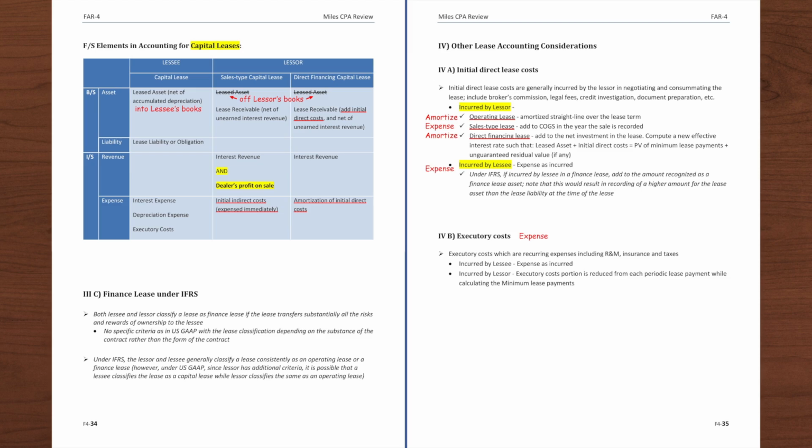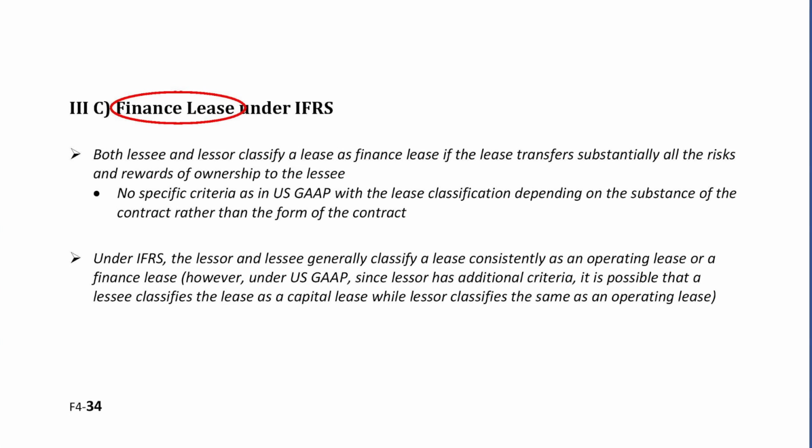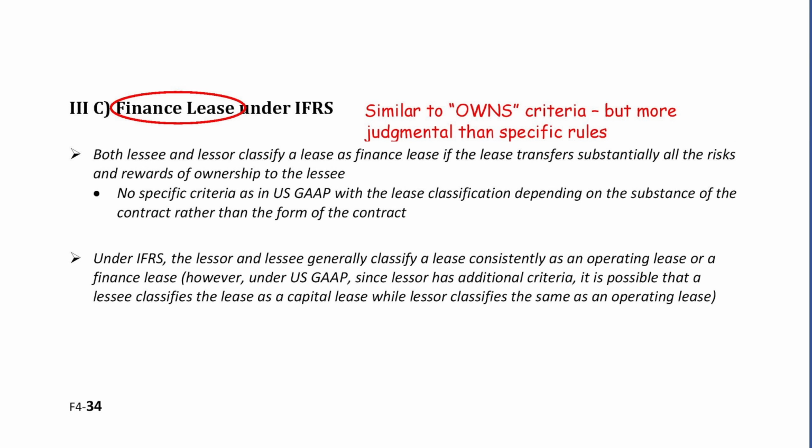On the second half of page 34, we're looking at circle finance leases. Now this is the IFRS terminology for capital leases. And right there, similar to owns criteria, but more judgmental than specific rules. So IFRS says that both lessee and lessor should classify a lease as a finance lease, highlight, if the lease transfers substantially all the risks and rewards of ownership to the lessee, and highlight, no specific criteria.